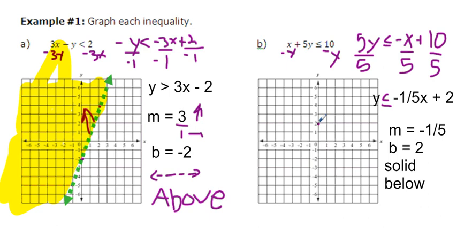My slope is negative 1/5. That means I'm going down 1 and over 5 to the right. So down 1, over 5 to the right. Can't go anymore, so I'm going to go up 1 and over 5 to the left. It's a solid line, which means a normal line.